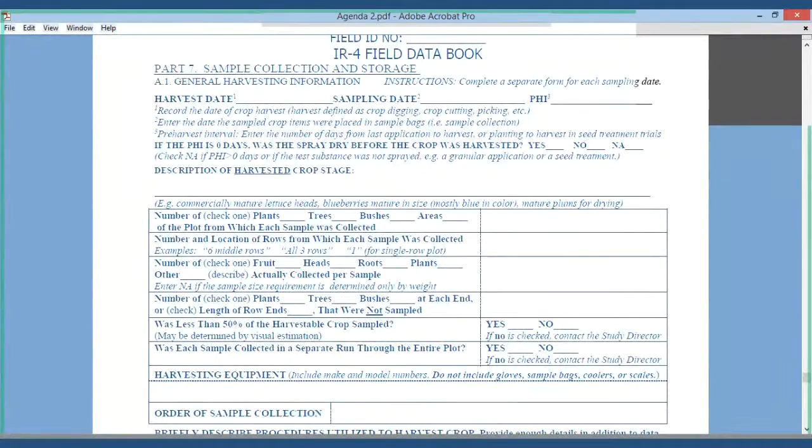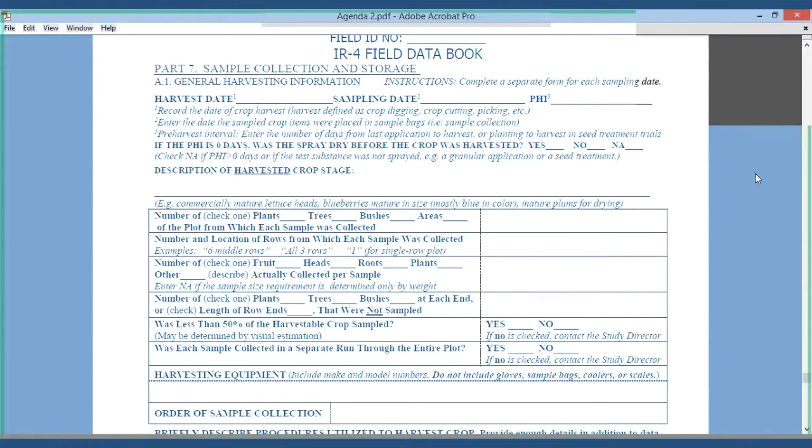So part 7, sample collection. So you've already completed your application. Now it's time to harvest the sample. Okay. So this is a form to document the sample collection.